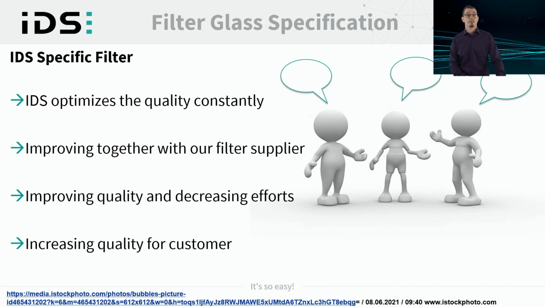Even if we are in steady contact with our filter supplier to optimize our filters and get a nearly perfect filter, we analyze every sensor and filter in our cameras by special test methods to find possible defects. Now let's take a look at how IDS can detect defects and dirt in our production process.